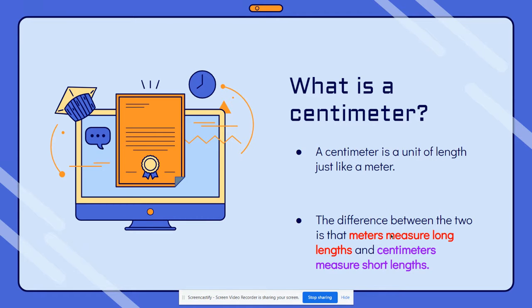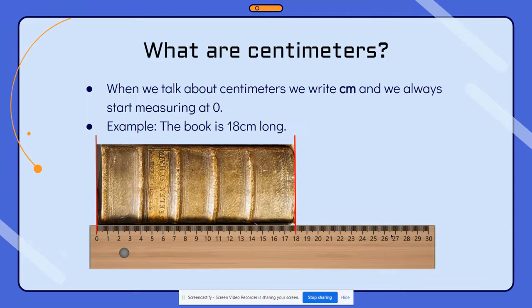But if you're going to measure your desk, your bed, or let's say maybe a board, like a chalkboard or a whiteboard, then you would use a meter because those are bigger objects and they're probably going to be longer. So you use meters to measure long lengths and you use centimeters to measure short lengths.